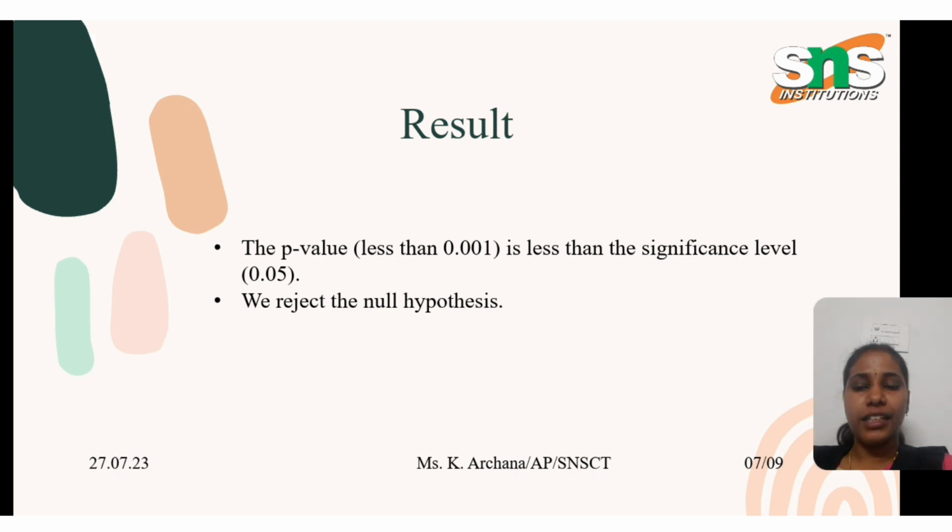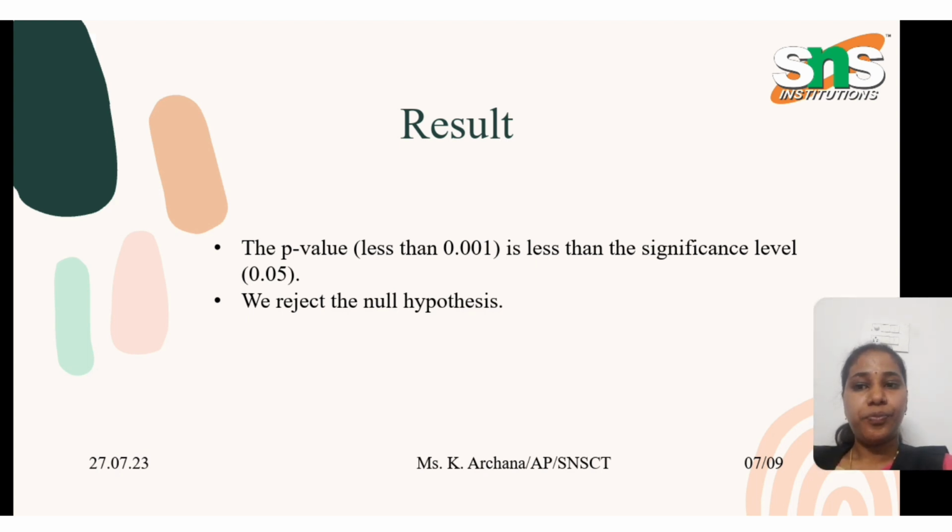Why are we rejecting the null hypothesis? Any idea why we can't accept the null hypothesis? We can accept the null hypothesis only if the value is, say, 0.067 or 0.08. Only if the value is above the significance level can we accept the null hypothesis. Until then, we are going to reject the null hypothesis.